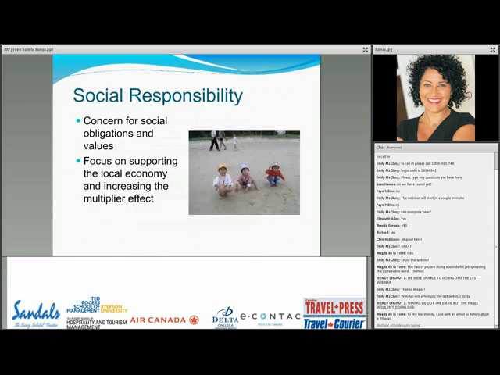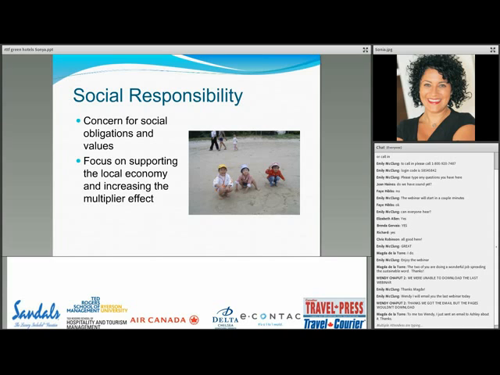As I said, in terms of social responsibility, I think there's increasing concern for social obligations and values, and a focus on supporting the local economy and increasing the multiplier effect. I'm really looking forward to hearing what Sandals is doing, because I think Sandals does a very good job with focusing on the local community. And there are a lot of different examples. Holiday Inn has their Hotels in Partnership program, where they try to minimize leakage in the community and work with local suppliers such as bakeries and dry cleaners.